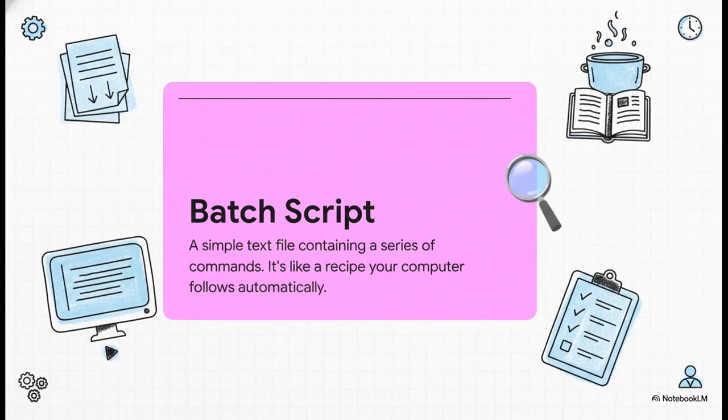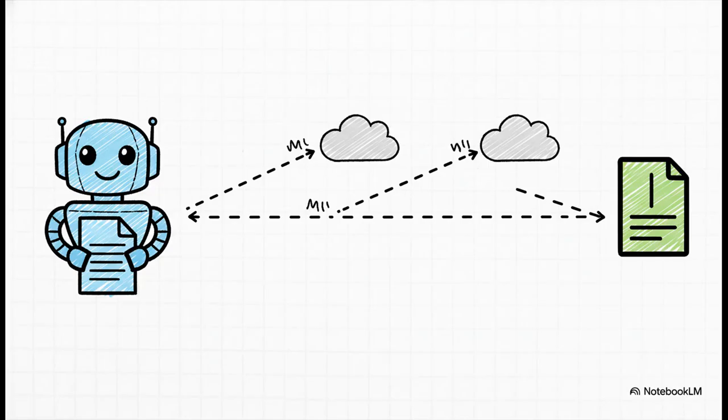So how do we do this? With something called a batch script. Now, don't be intimidated by the name. It's just a plain text file with a list of commands inside. Seriously, think of it like a to-do list or maybe a recipe that your computer reads and just follows step by step, all by itself. For example, you could create a super simple script that automatically pings a bunch of websites to check if they're online and then saves all the results into a single, neat text file. And just like that, you've built your first robot assistant and it's already working for you.